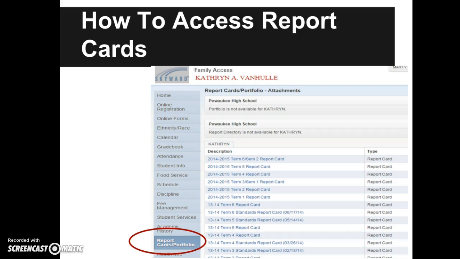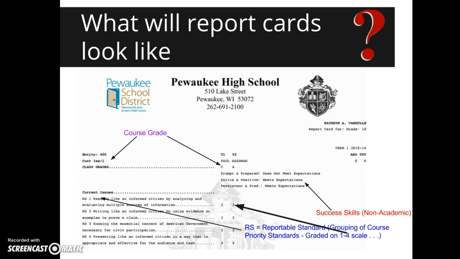So next we're going to move on to student report cards. So in Family Access, you will find the Report Card tab on the initial screen that we logged into. So by clicking on the Report Cards / Portfolio tab, you'll get a listing of all of your student report cards, and upon opening, you'll see what a report card looks like. And in this case, you won't find Term 1 for 2015-16 simply because we're not there yet.